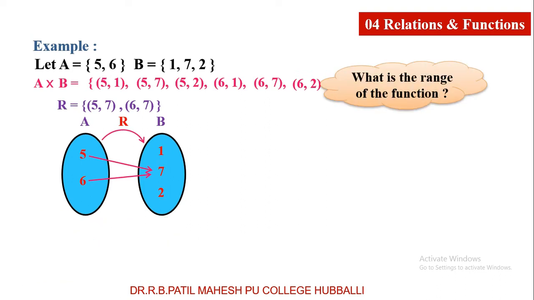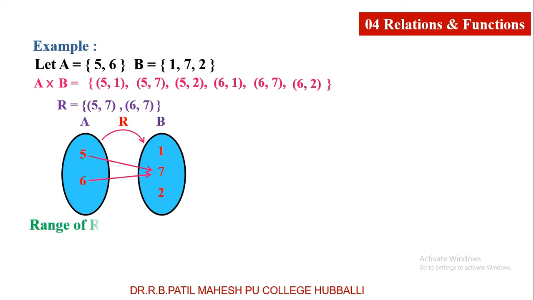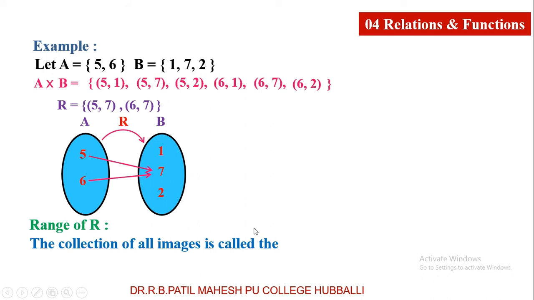Then what is the range of the function? Dear students, codomain, domain, range, all you studied in PU1. Again I am taking it just to recall. Range of the function is the collection of all the images, called the range of the function R. Images means the elements in B which are related to the elements of A. Those elements are nothing but images. Here only 7 is the image.